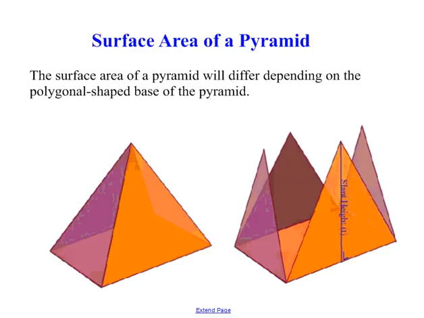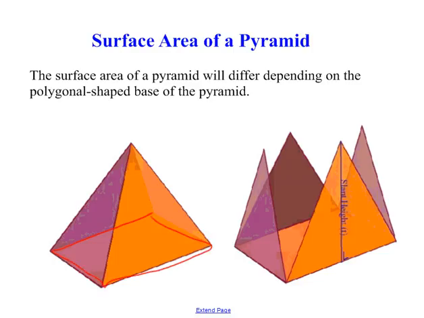Finally, I'm going to talk about the surface area of a pyramid. There's actually no formula for the surface area of a pyramid. The surface area of a pyramid will differ depending on the polygonal shaped base of the pyramid. So the pyramid that you see on this slide has a rectangular base. You can see it here. This would be a rectangular base.